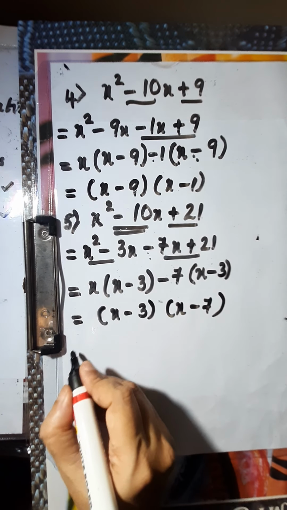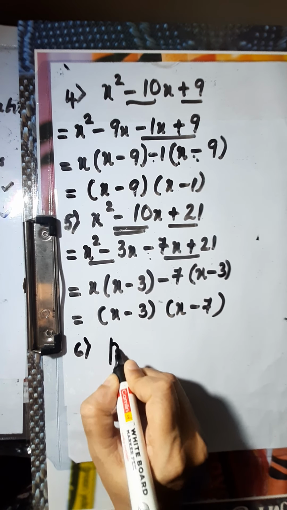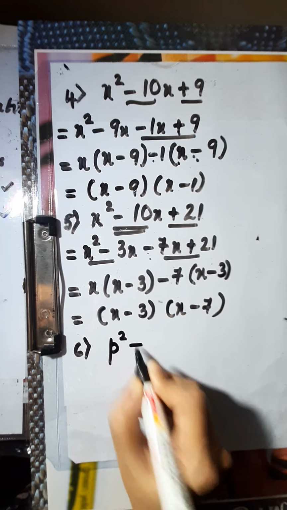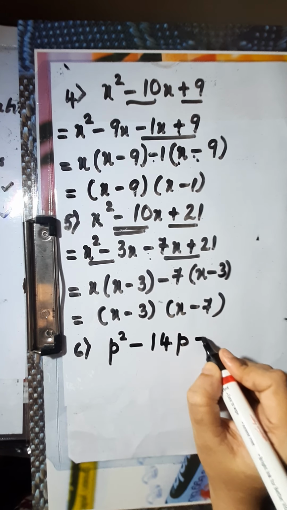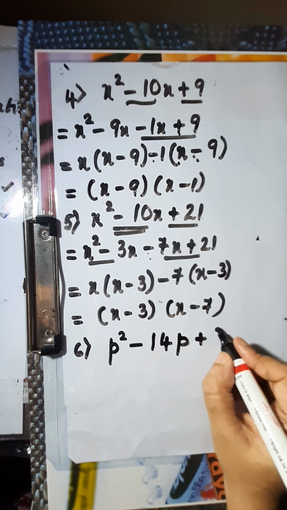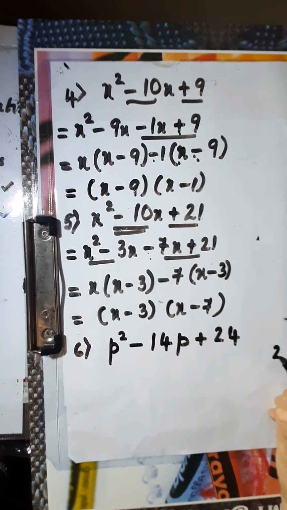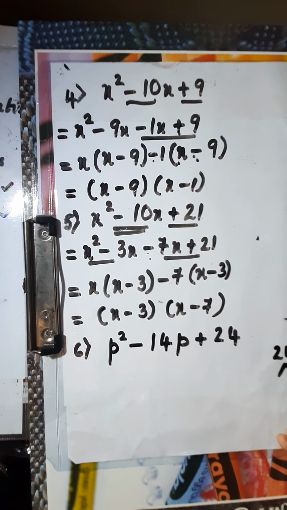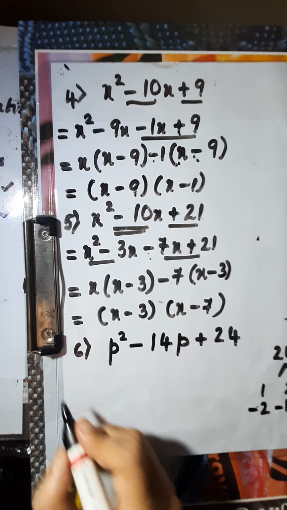Correct? Now the last sum of this type I will do. Okay, I will say p square minus 14p plus 24. Did I do a sum of this type? No. So now I have to do 24. I have to add. Correct. So 2 12s are 24, and 4 6s are 24. So I will put minus 2, minus 12.